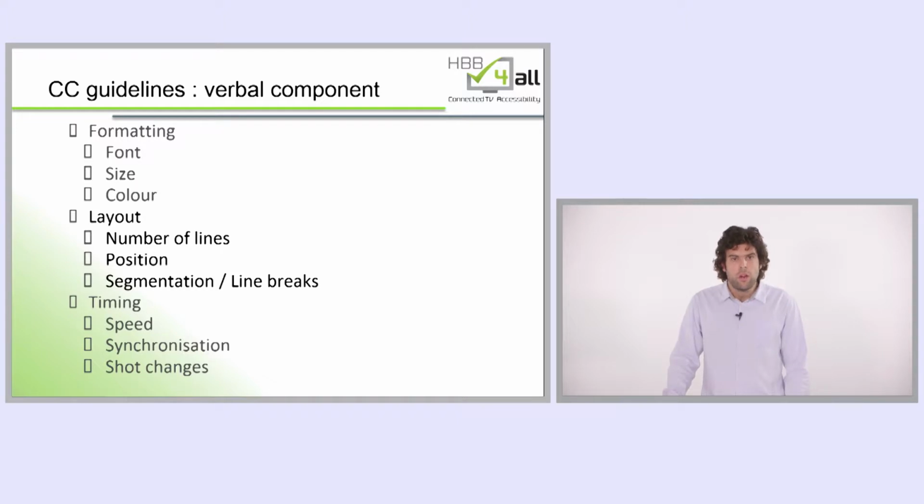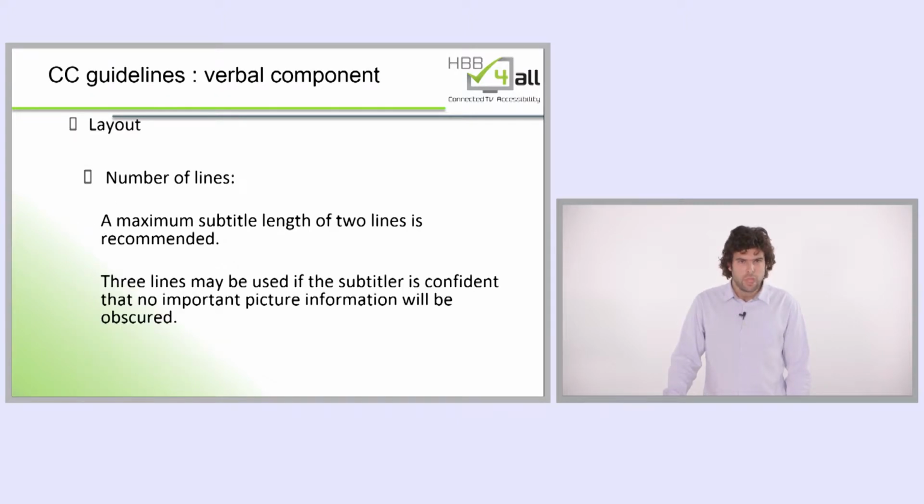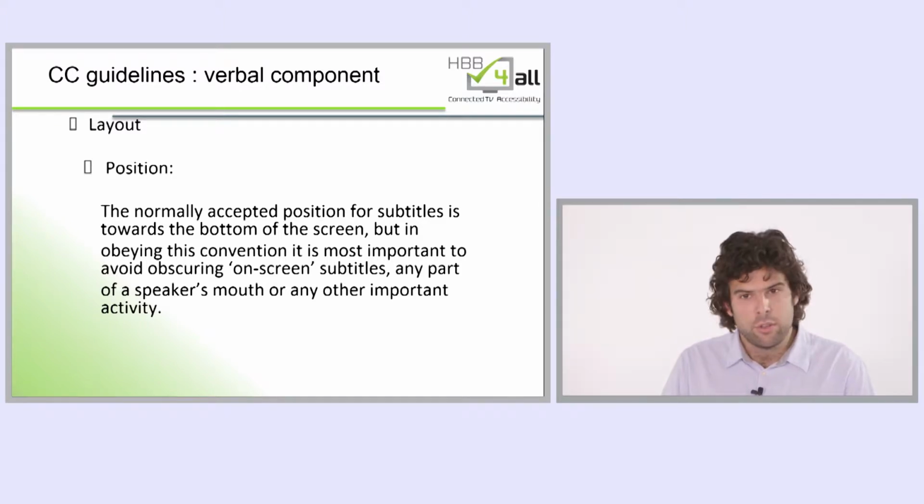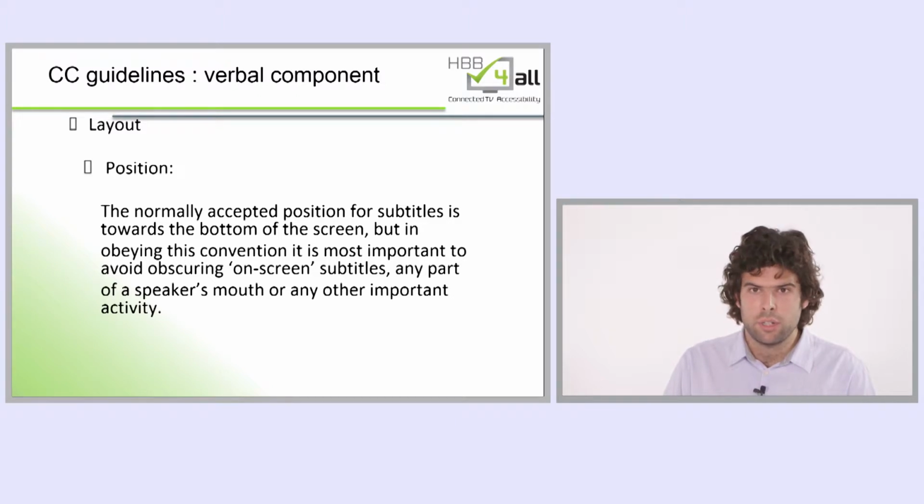If we focus now on layout, the number of lines: the maximum subtitle length of 2 lines is normally recommended. 3 lines may be used if the subtitler is confident that no important information will be obscured from the pictures. In terms of positioning, the normally accepted position for subtitles is towards the bottom of the screen, but in obeying this convention, it is most important to avoid obscuring on-screen any part of a speaker's mouth or any other important activity.